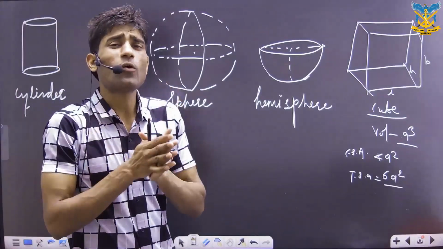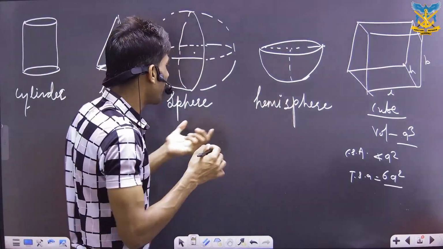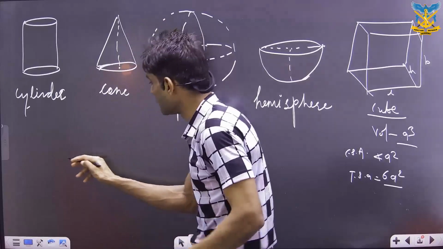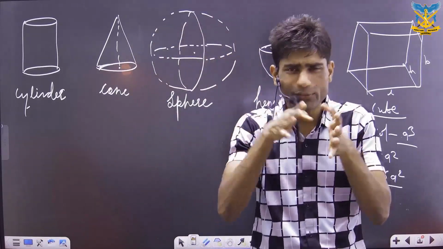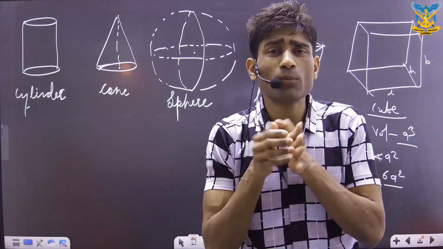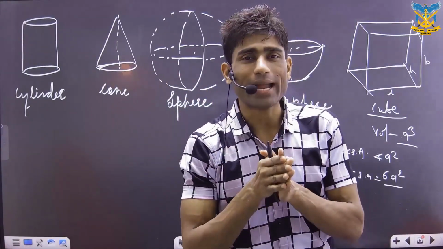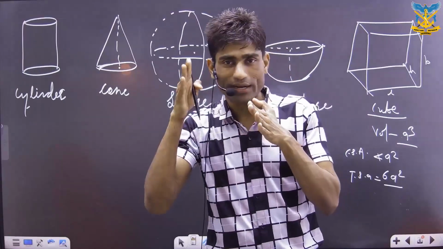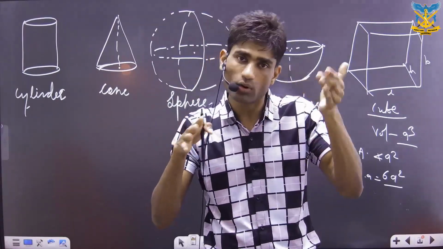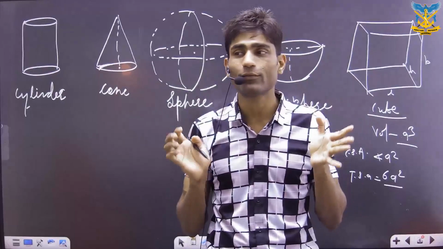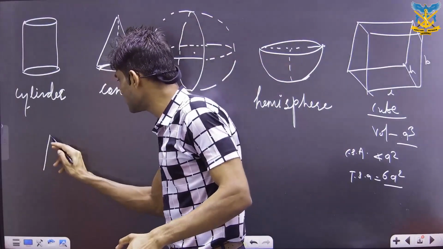Now what about the cuboid? Let me draw a cuboid here. Actually, what is the difference between cube and cuboid? In the cube, length, breadth and height are all equal. But in the cuboid, length is not equal to breadth and breadth is not equal to height. All these sides are different. Now we can consider a shape like this.